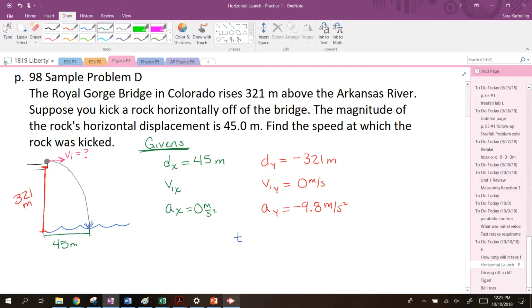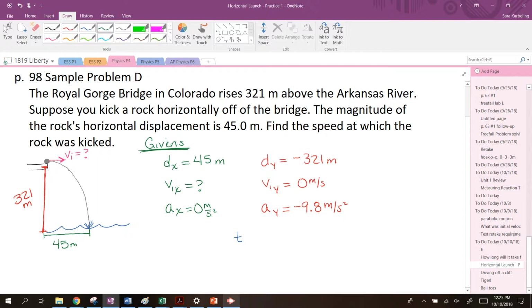This is what we want to know, right? The initial velocity in the x direction, that's what we want to know. So I'm going to put a question mark by that one. And do we know the time? Yeah, but at this point, we don't know it. Would you agree? We don't know the final velocity in the y direction either. Sometimes people ask you to find that, but I'm not going to do that today.